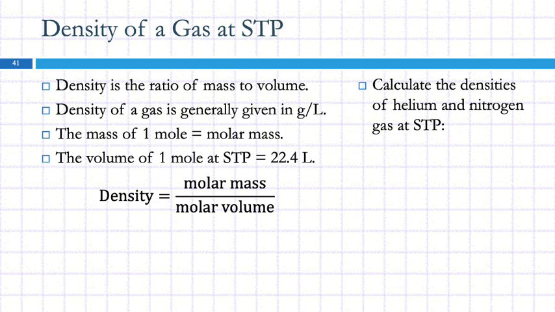So we do talk about density when we do gases. And again, density is the ratio of the mass of a gas to its volume. We usually use the units grams per liter because gases are much less dense, and so using grams per liter gives us more reasonably sized numbers.